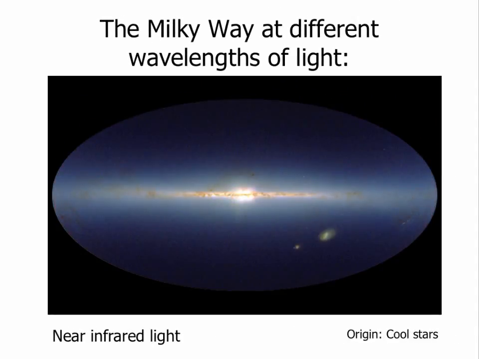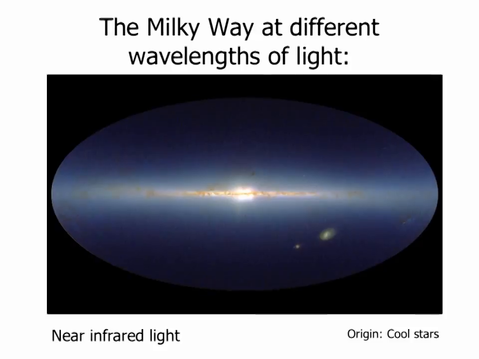We now move on to near-infrared light. Near-infrared light is shorter wavelength than the far infrared we were just looking at, but it's longer wavelength than what our eyes can see. So this is wavelengths of around 1,000 nanometers to 1/10 of a millimeter or so. And near-infrared light comes from cool stars, objects of around 2,000 or 3,000 degrees.